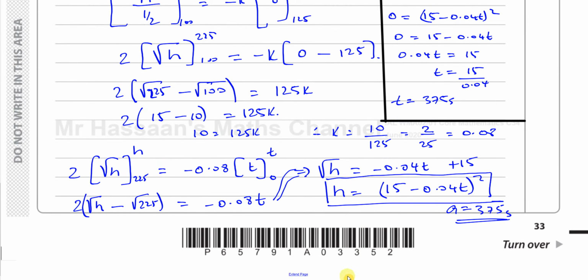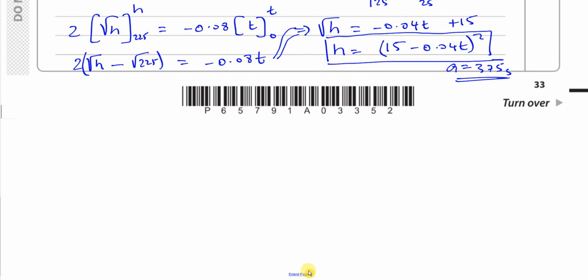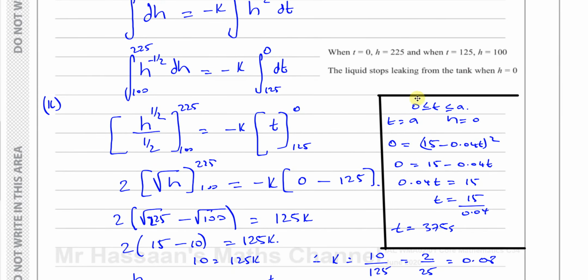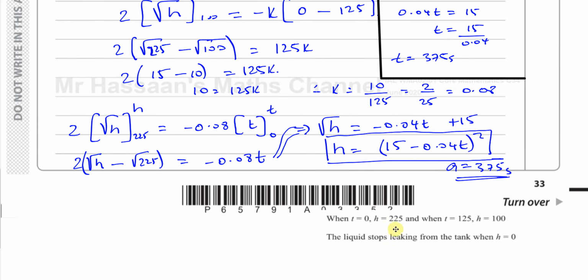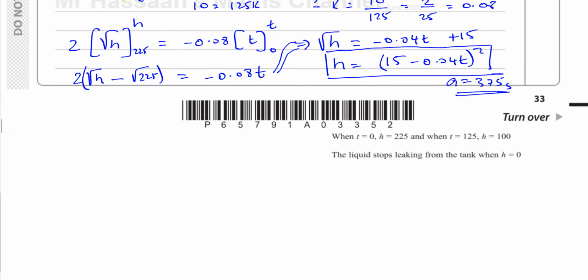And in fact, I'm going to just show you. I'll make some space down here. I'll show you what happens if I used the other set of limits instead. So let me just take this down here. Just to show you how this works, supposing I decided to go back to my expression where I integrated. I have 2 times root h equals minus 0.08, which is what k is now, times t.